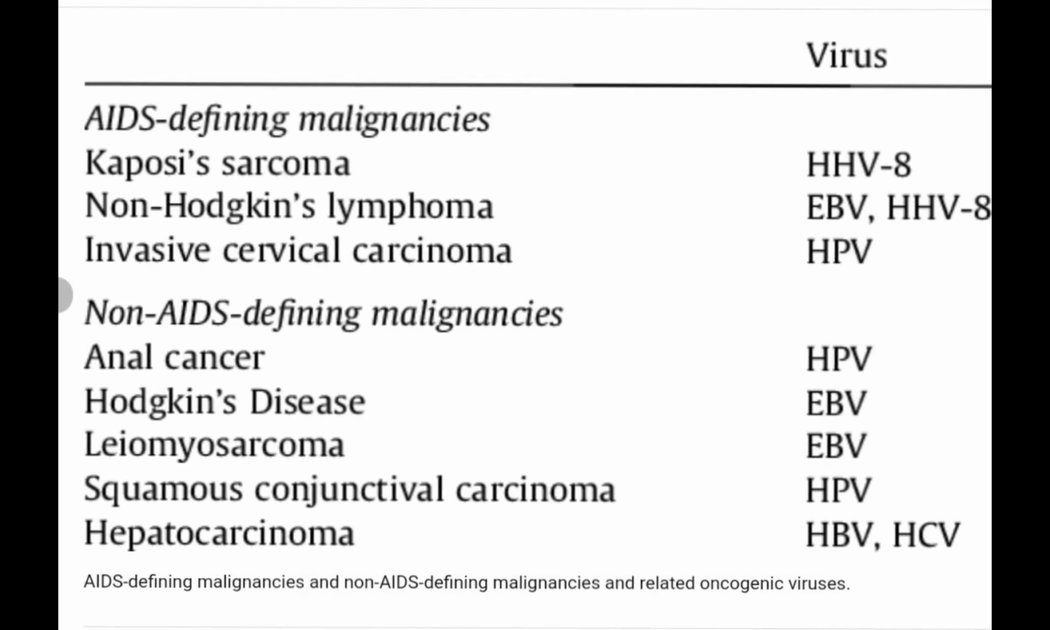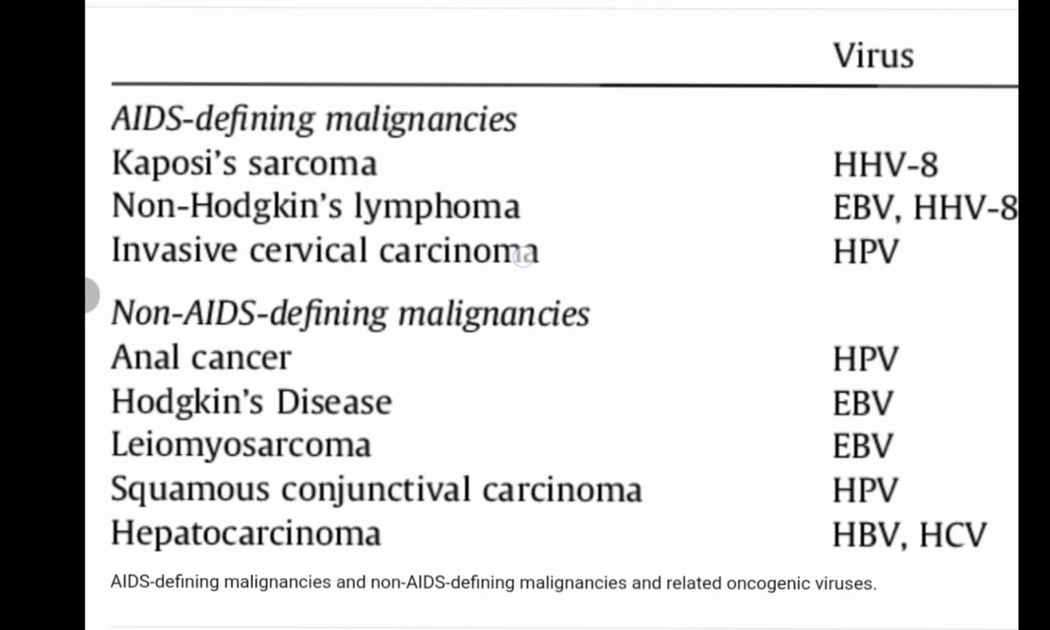Then this is the image showing the AIDS defining malignancies and non-AIDS defining malignancies. How the question will be asked: basically three options will be given of AIDS defining malignancy and the fourth option will be non-AIDS defining. So they will ask which of the following is a non-AIDS defining malignancy. So we need to remember mainly these three. The AIDS defining are Kaposi sarcoma, non-Hodgkin lymphoma, and invasive cervical carcinoma. All other things which will be given will be non-AIDS, like anal cancer, Hodgkin's disease, leiomyosarcoma, squamous conjunctival carcinoma, and hepatocarcinoma.